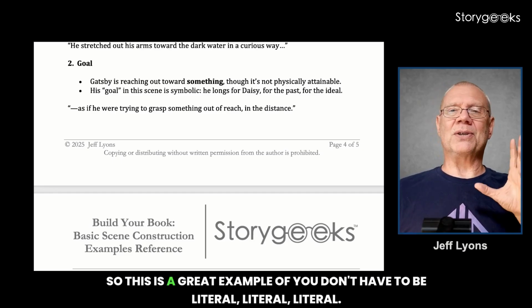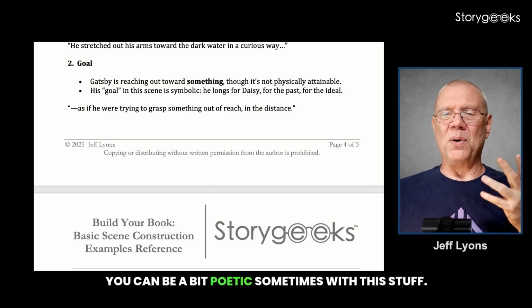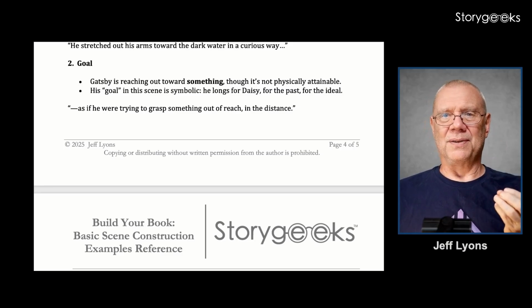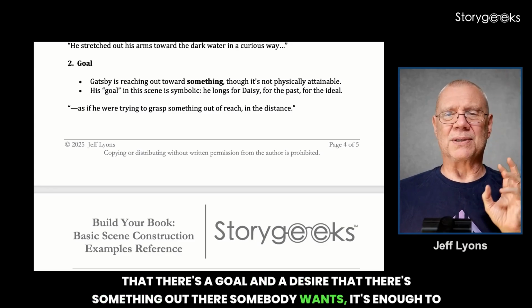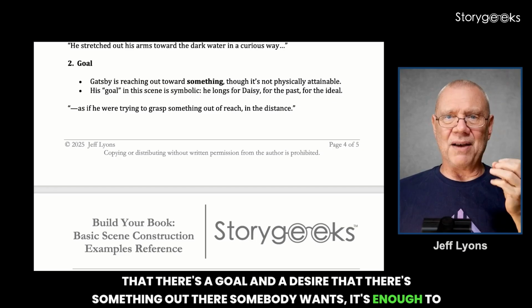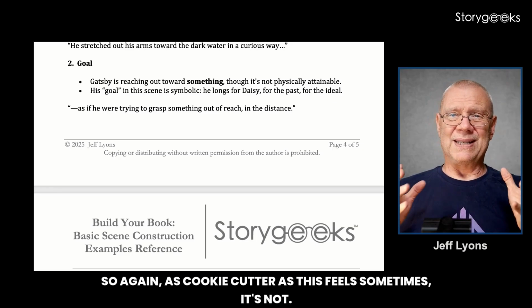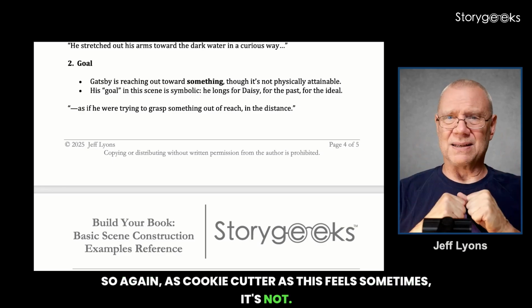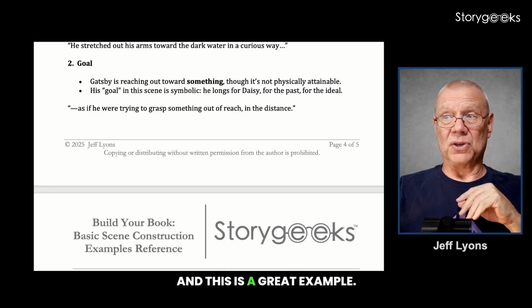Okay, so this is a great example of how you don't have to be literal. You can be a bit poetic sometimes with this stuff. If you just give the impression that there's a goal and a desire, that there's something out there somebody wants, it's enough to carry the scene. It's enough to carry the reader. So again, as cookie cutter as this feels sometimes, it's not. It's really not. You have a lot of creative leeway here, and this is a great example.